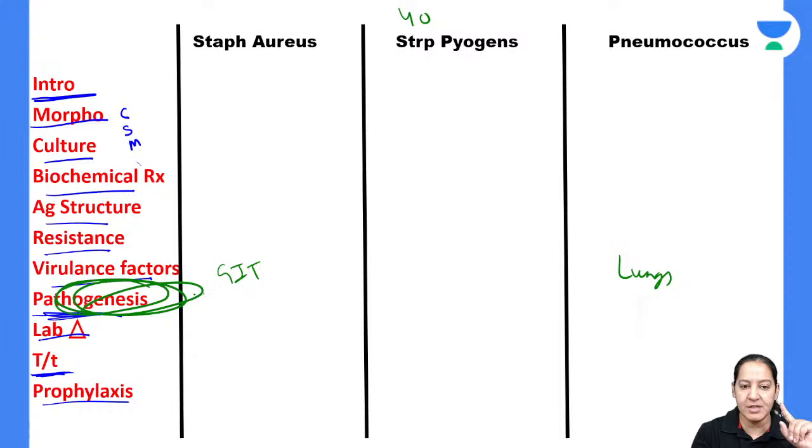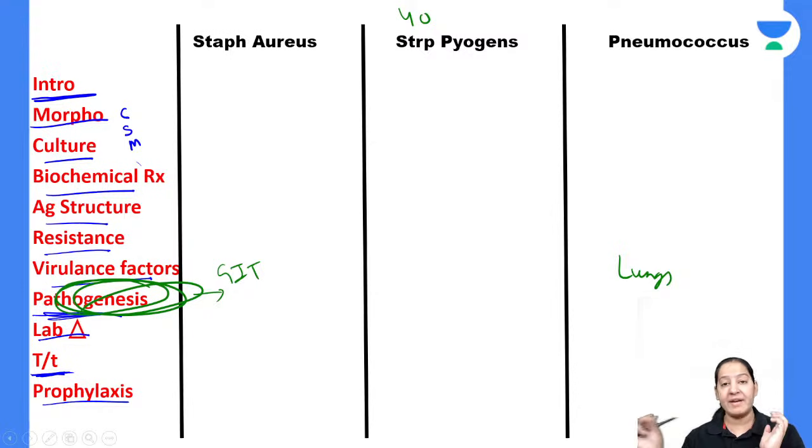Now looking at the pathogenesis, you can combine all the bacteria from GIT. So that will be the bacteria from GIT. You can combine all the bacteria from the lung. So that will be the bacteria from the respiratory system. So in this way, we can complete bacteriology both ways. Bacteria wise also, system wise also.